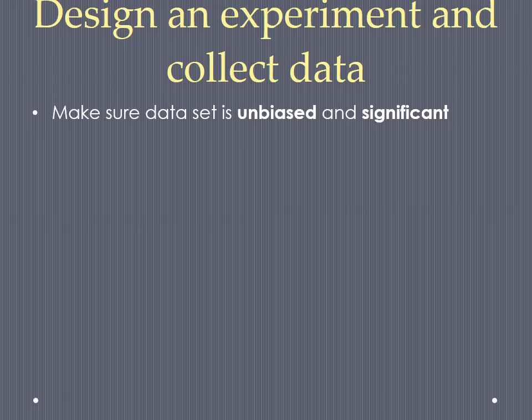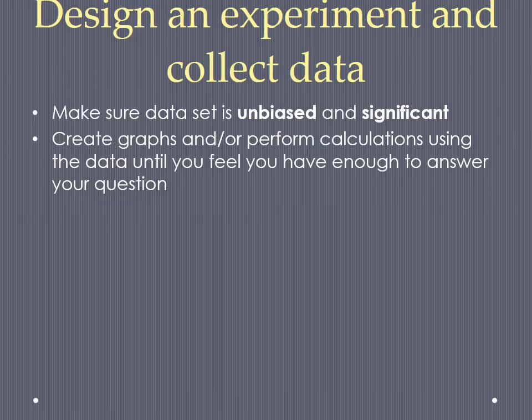When we say significant, make sure that the data is related and relevant in order to answer your initial question. Just like we have done in our first unit, create graphs and perform calculations using the data until you feel like you have enough information to answer your question. If you see that your data is not enough to do this, you probably need to go back and rethink the design of your experiment and the data that you want to collect. You probably need to make necessary changes and collect some more data until that data is helpful enough to help you answer your initial question.